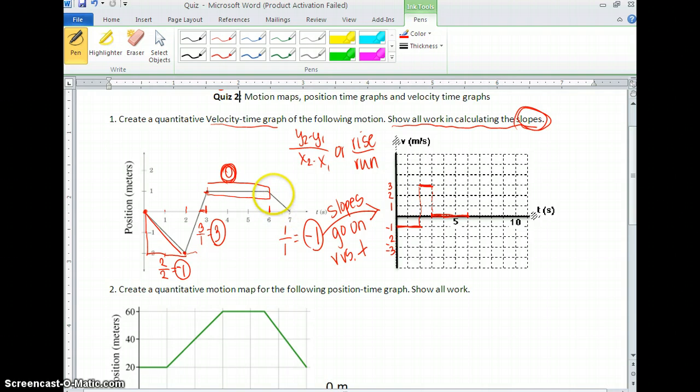Last little bit here, we calculated our slope and said it was a negative 1. How long did it have a negative 1 slope? What was our time frame? This line starts at time 6 and ends at a time of 7. So from 6 to 7, we are going to have a negative 1 slope.